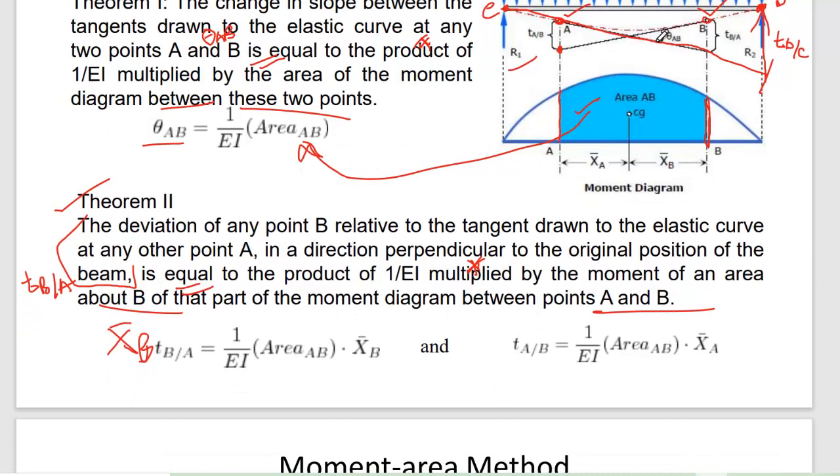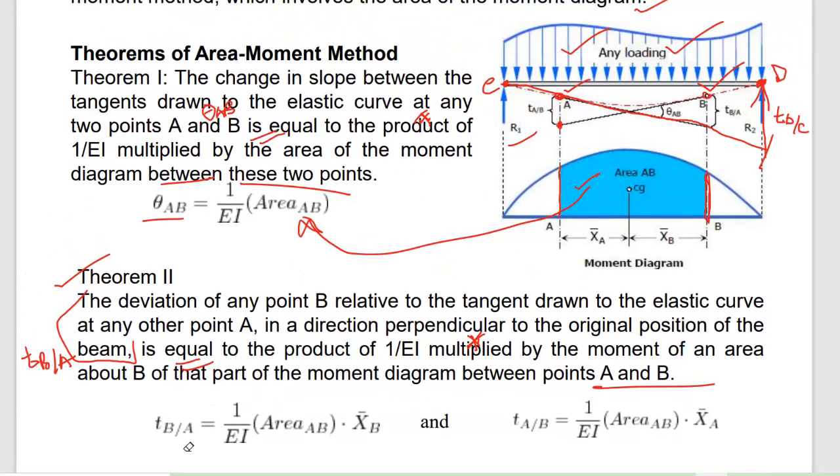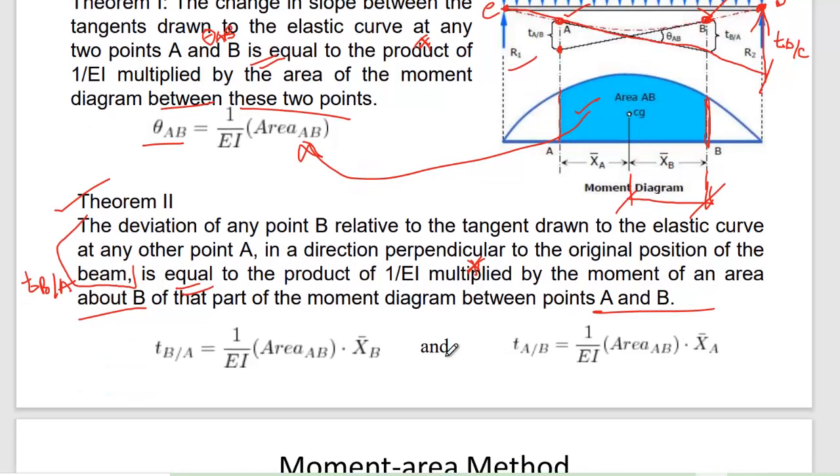So that's why the formula we can write for this is T B by A equals 1 by EI times area, right? And they are considering it about B because we are getting the value from point B. So that's why we will consider the CG value from point B. Okay. So we are multiplying the X bar B.